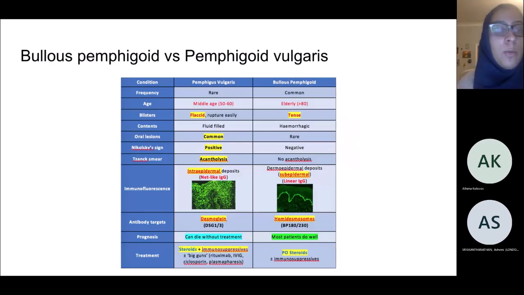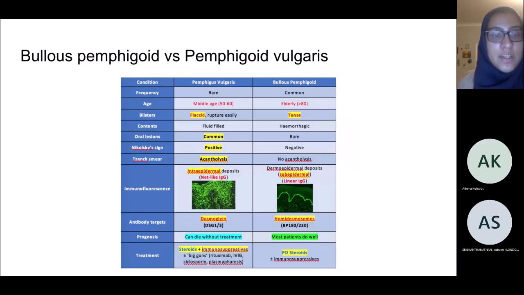Now, this is quite different to pemphigus vulgaris. Pemphigus vulgaris is also another autoimmune condition. However, you find autoantibodies against the protein desmoglein in the intraepidermal layer, and you get this kind of net-like pattern on immunofluorescence. Now, the key difference with pemphigus vulgaris is that number one, the patients tend to present much more severely. So you require more systemic treatment with steroids and immunosuppressants.